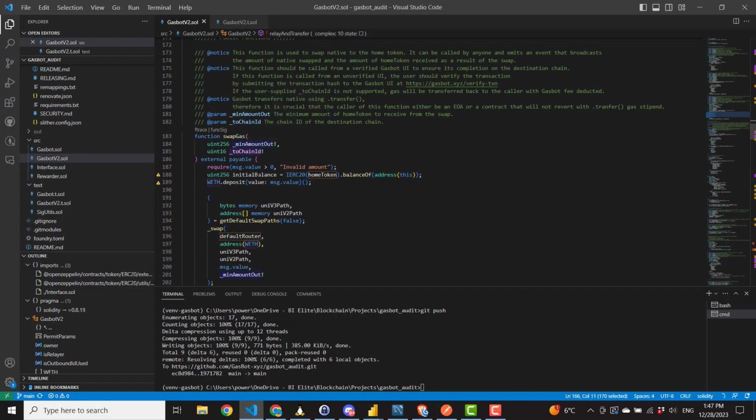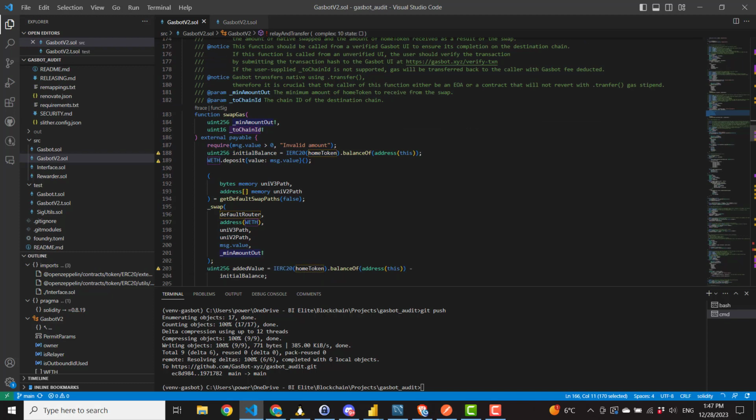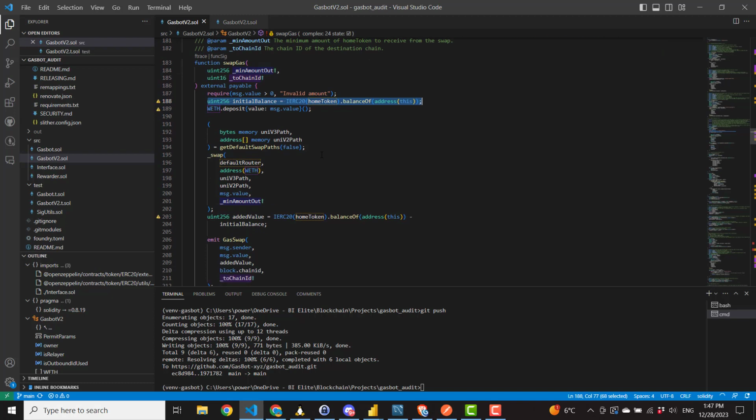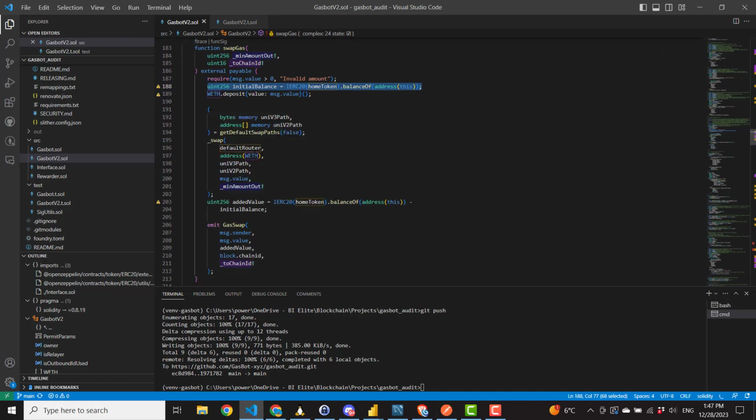They just supply some native value in their call, and we cache the balance of the home token at the beginning of the call. We deposit the native token into the wrapped version. We get the default swap paths, and we make the swap from the wrapped token to our home token. Then we check how much added value of home token we now have in the contract, and we just emit an event for us to be able to query later.